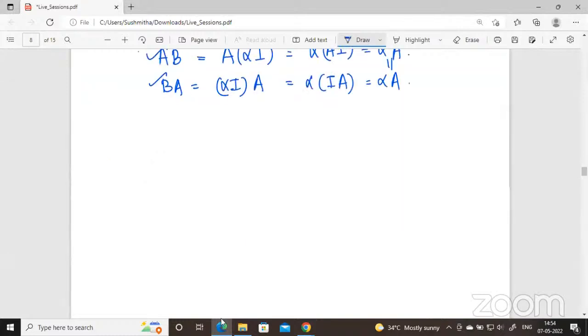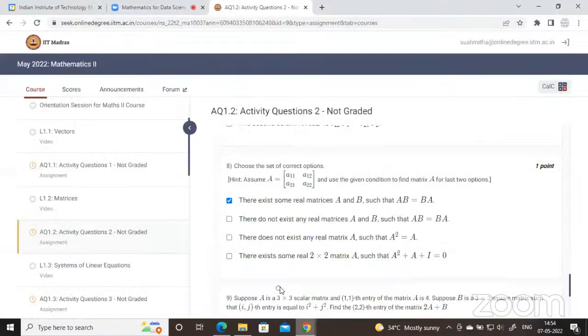I'm having the same doubt in question number 9. Can you explain the same activity, question number 9?